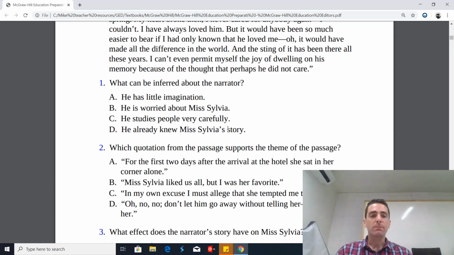So we're down to B and C. Let's look at B again. He is worried about Miss Sylvia. Well, he could be, but there's no evidence in the text to suggest that. And that's what infer means. It means you're making an educated guess based on a piece of evidence in the text. And there's no evidence in that text to say that he could have been worried about her. So it can't be B. C, he studies people very carefully. Yes, it has to be. He's a writer of fiction, therefore he must study people in great detail. So it is C for number 1.